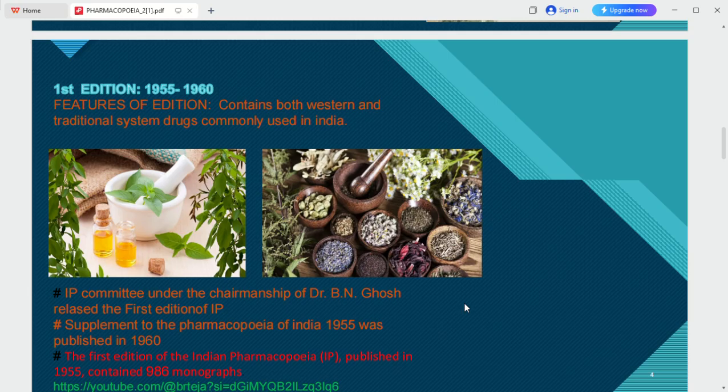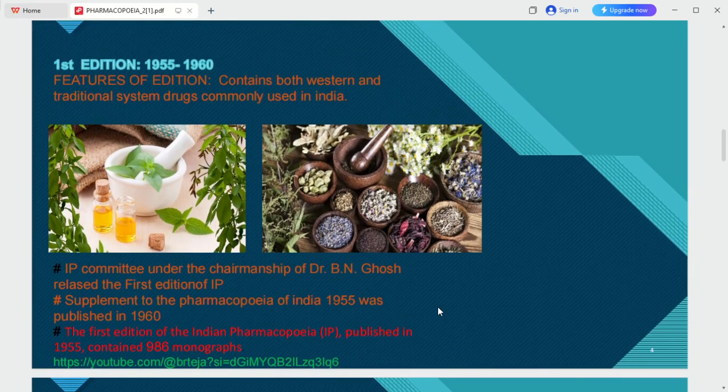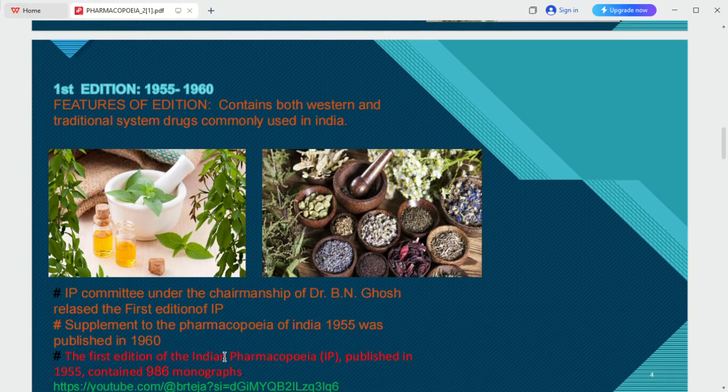Okay, next. The first edition of the Indian Pharmacopoeia, published in 1955, contained 986 monographs. How many monographs? 986 monographs. The 1955 edition contained 986 monographs. This is called the first edition.